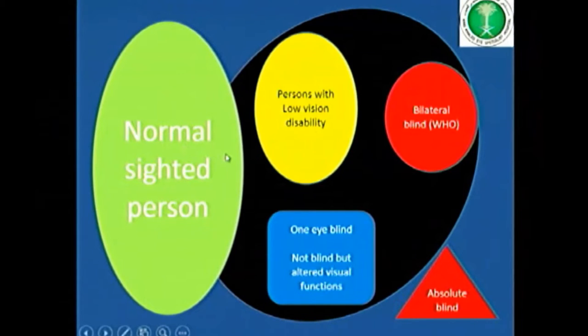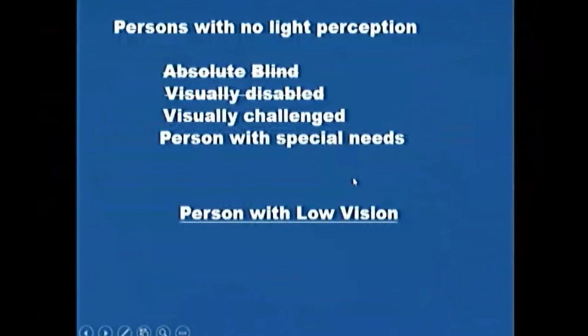Remember, some of the normal sighted persons, like all the cases of glaucoma with 6/6 vision, want to act as normal, but if their peripheral field of vision is gone, they are actually not normal sighted. They have difficulty in their day-to-day life, and with some of the other visual functions being compromised, they lag behind compared to the normal sighted person. So they also are considered to be low vision disabled.